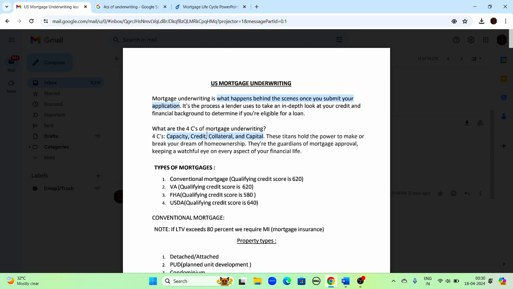Before you are able to get a loan, there will be an eligibility check once you submit your application, to check your creditworthiness, what property you're pledging, or what is the asset which you're having. So all these things will be checked in underwriting. And what are the four C's? As I told, it's capacity, credit, collateral, capital. This is a very important thing in underwriting, so please keep it in mind.